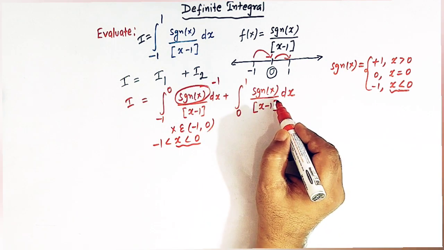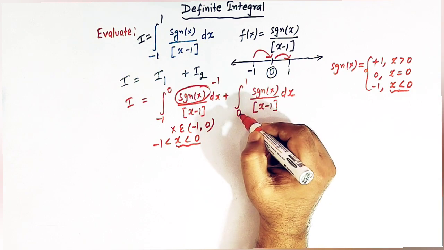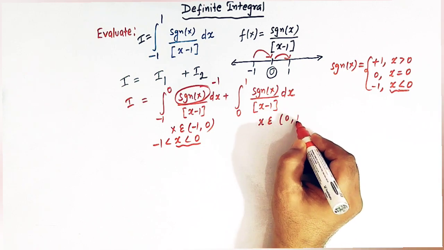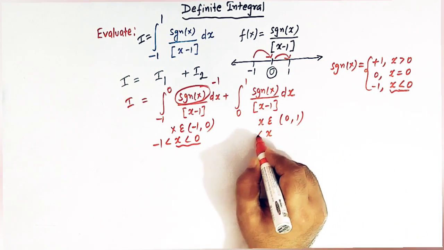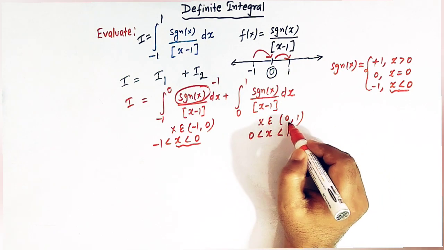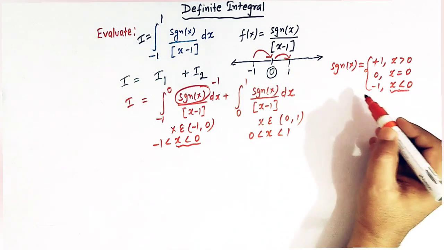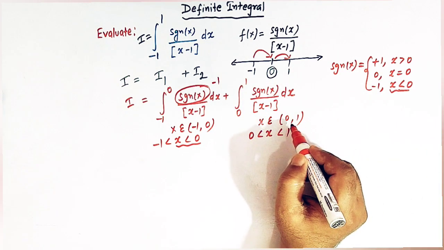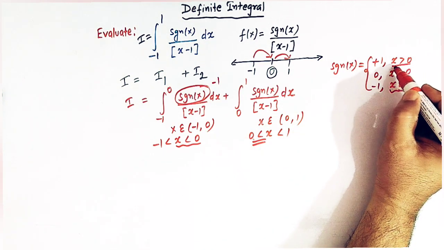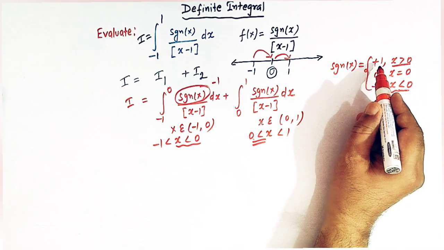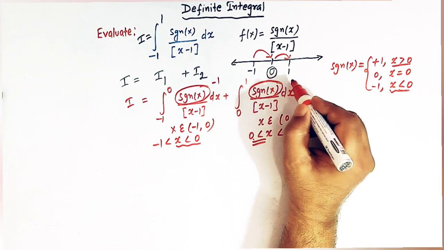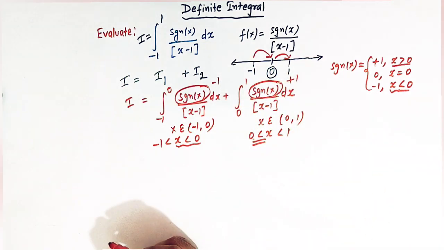Now in the second integral, the limits of integration vary from 0 to 1. So x belongs to the interval 0 to 1, right? Or we can write x greater than 0 but less than 1. So here when x belongs to 0 to 1, all the values of x are positive, that is x is greater than 0. So when x is greater than 0, signum of x takes the value plus 1, right? So here signum of x will be replaced by positive 1, right?